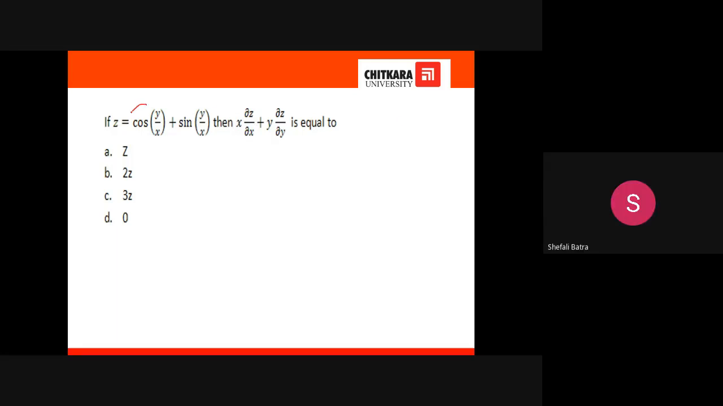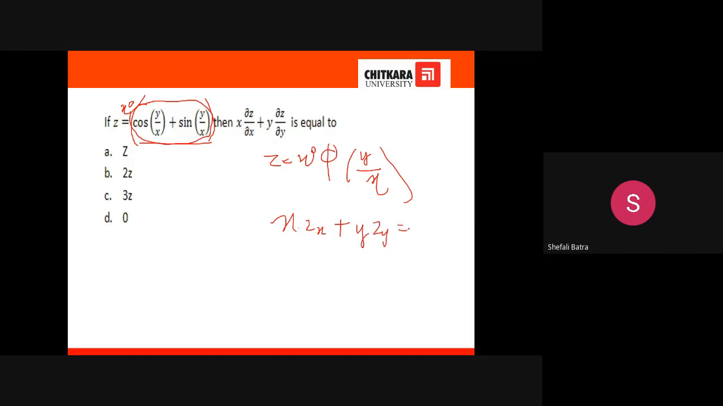See, beta, when you observe that this complete function is in terms of y by x, no need to solve it. This complete function is y by x, so just write here x power 0. And this complete is a function of y by x. So you can write z is equal to x power 0 function of y by x. z is a homogeneous function with degree 0. If it is 0, then x into zx plus y into zy is equal to 0 times z. So the answer is 0.